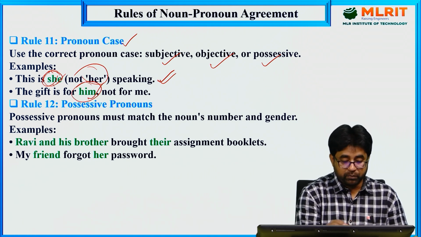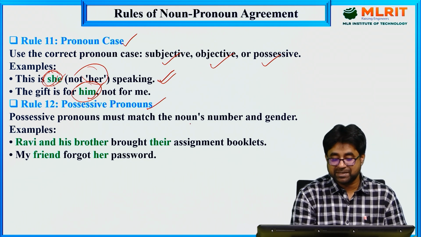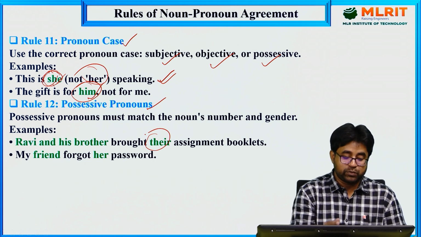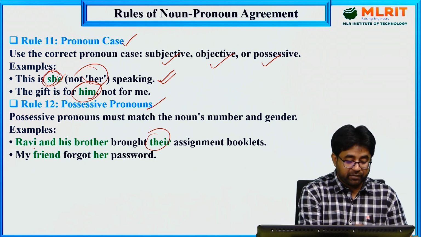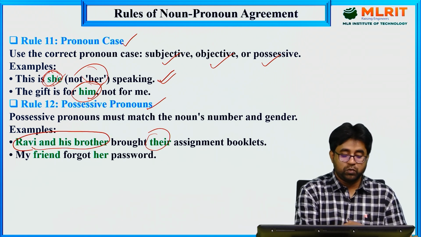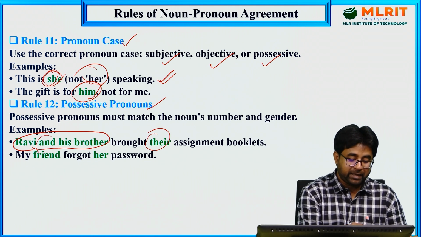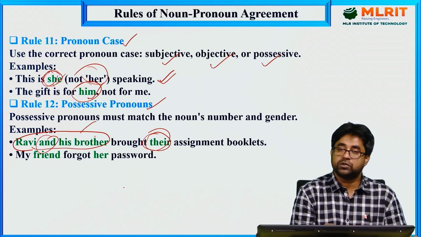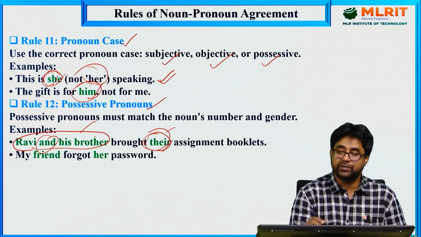Rule number 2, possessive pronouns. Possessive pronouns must match the noun's number and gender. So when we are dealing with possessive pronouns also, they should match with the antecedent number. So Ravi and his brother, two antecedents, two nouns, they are joined by and, so they are plural. So if they are plural, the pronoun also should be plural. Hence, I am using their.